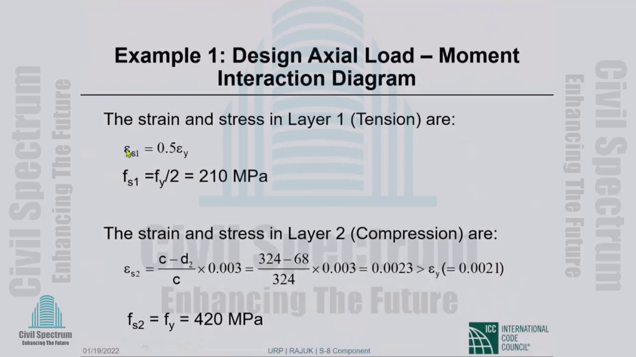For this strain, 0.001, f sub s, the stress in the tension steel, the bottom steel rather, is 1/2 of the yield strength. The strain is 1/2 of the yield strain, so the stress is 1/2 of the yield strength, and that is 210 MPa. The strain in the upper layer by straight line strain distribution is 0.0023. This layer is definitely yielding in compression. So the stress in this layer is 420 MPa. This is tension, that is compression.